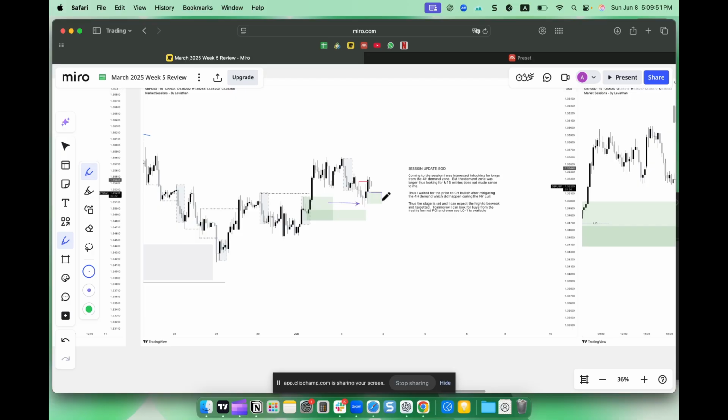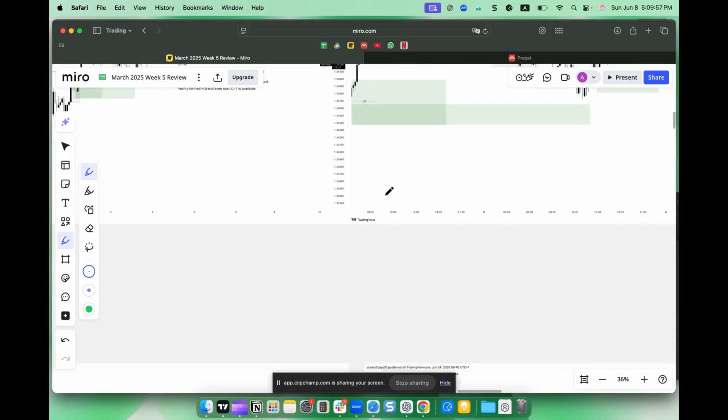So this is the freshly formed POI. I'll be looking for price to mitigate this demand zone and push the price up.